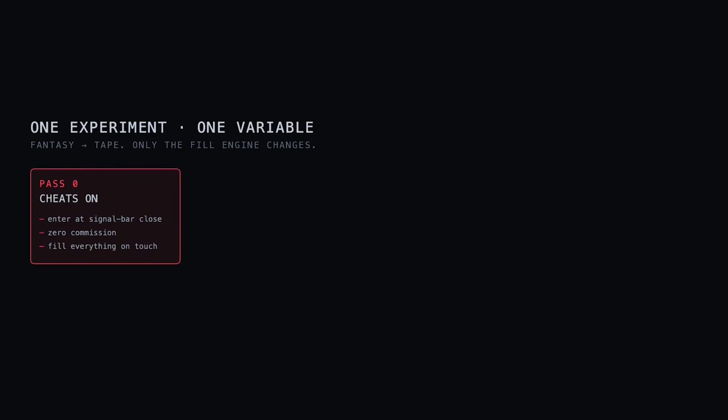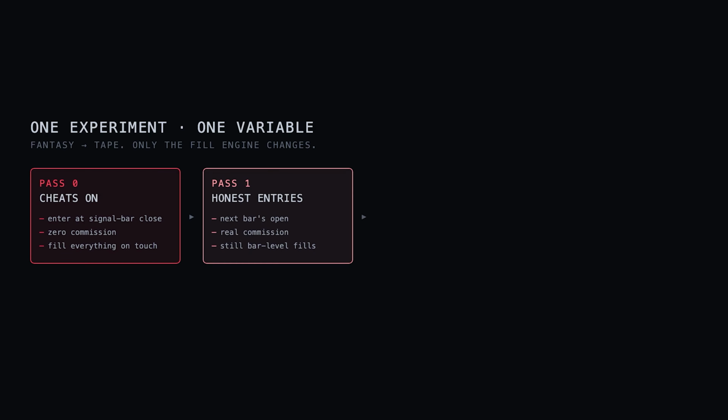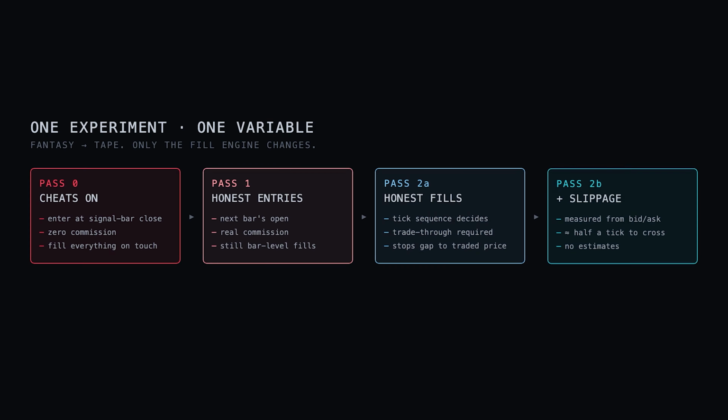So 1 experiment, 1 variable, the same 5 strategies, same entries, same stops, same targets on every single run. The only thing I change is the price I actually get filled at. So that's the whole variable. We're testing different fill models. So when the numbers change, and they're about to change a lot, there's only one place where that bias can be.